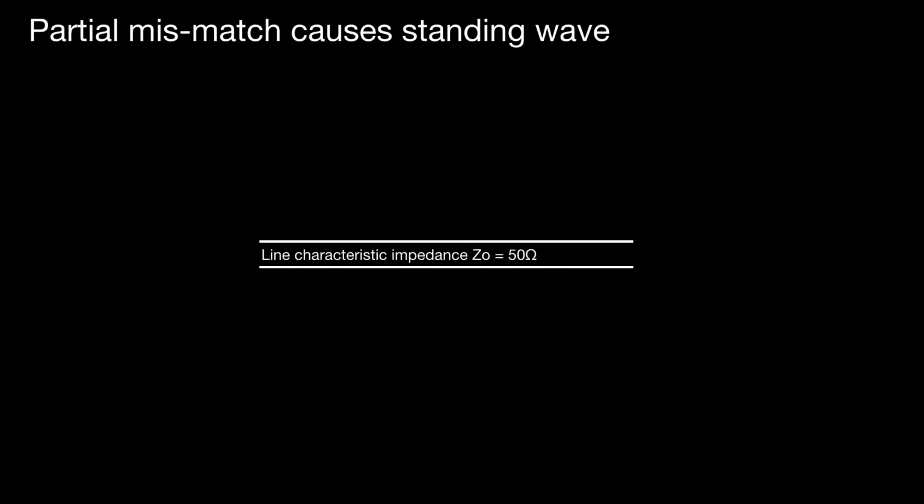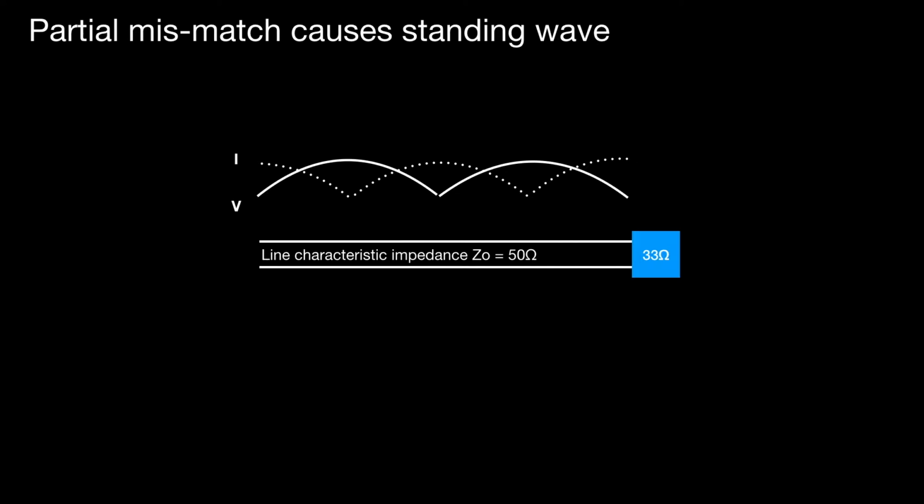So a partial mismatch causes a standing wave. We've said a full mismatch causes a standing wave, but a partial mismatch also causes a standing wave. Here we have a feeder with characteristic impedance 50 ohms, terminated with a 33 ohm load. This is causing the same sort of picture as with an absolute short circuit, but we're not getting voltages going down to 0, because if you measure the voltage across the 33 ohm load, it won't be 0 as it was with a short circuit, but it'll have a finite value.